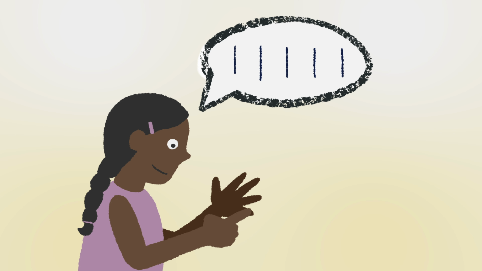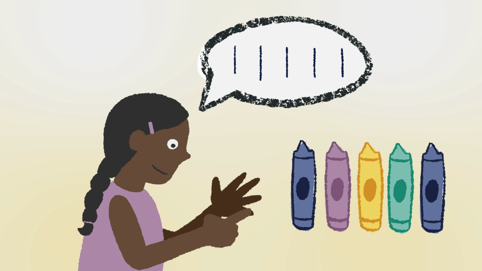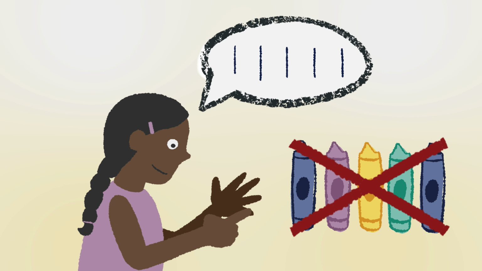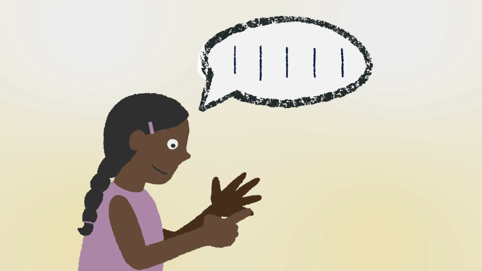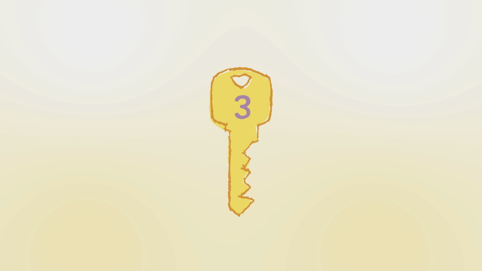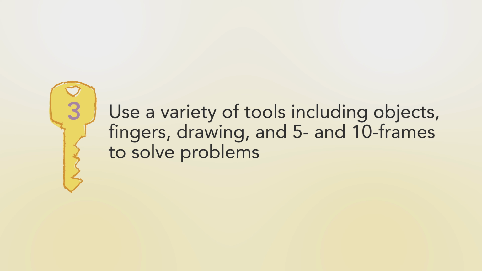There are many times and situations when counting the actual objects is not possible. Perhaps because the objects are not here with us right now. Perhaps because we are counting sounds or ideas, where there is nothing we can point to while saying the number words. Tools that represent and allow us to work with quantities in the abstract are perfect here. This is why the third key instructional practice for solving basic problems is: use a variety of tools, including objects, fingers, drawing, and 5 and 10 frames to solve problems.